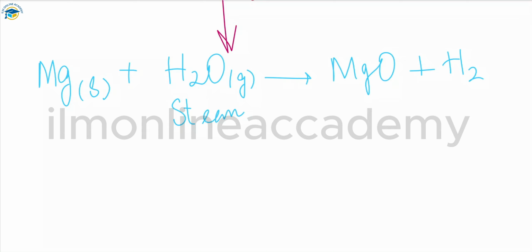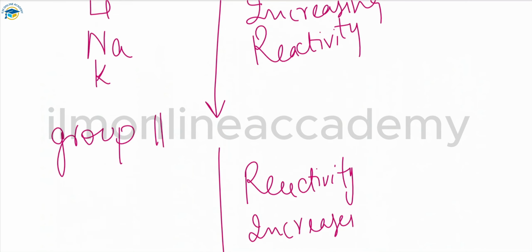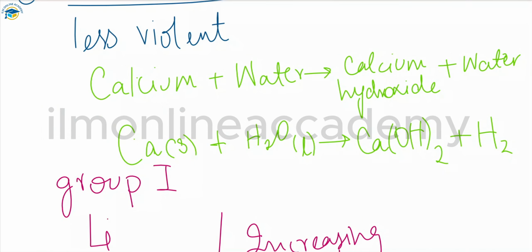We have also calcium. Calcium also reacts strongly with cold water, as we have seen before. The calcium hydroxide that is formed here is more soluble as compared to magnesium hydroxide, so an alkaline solution is produced.